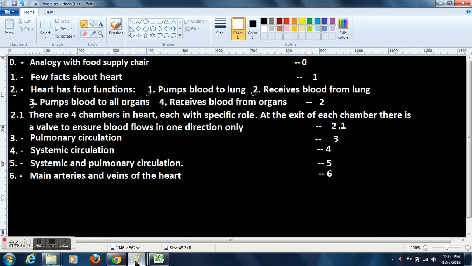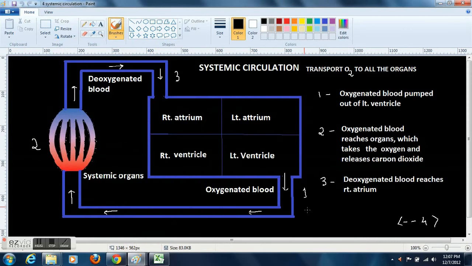Now let us see systemic circulation. I showed it in a very simplistic way, that box 2 which you see on your left side indicates all the organs together, which is a very simplistic way, but still it will serve the purpose of understanding. So let us see the paths here. Now 1, oxygenated blood is pumped out of the left ventricle. So here the two chambers that are involved are left ventricle and right atrium. So in systemic circulation, the other two chambers are involved.